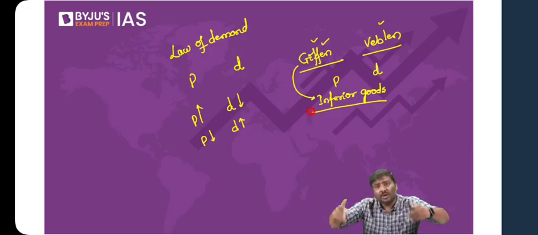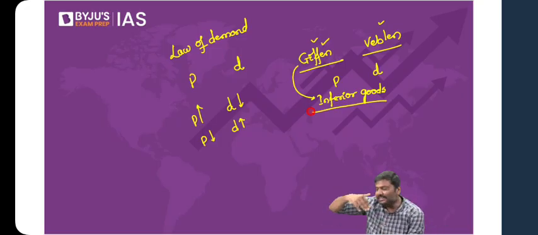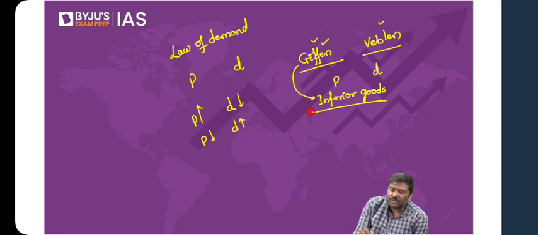So price is going up, and with that, demand is also going up. Right. So that is the reason I said inferior goods, which are consumed by very, very poor households. These are called Giffen goods.